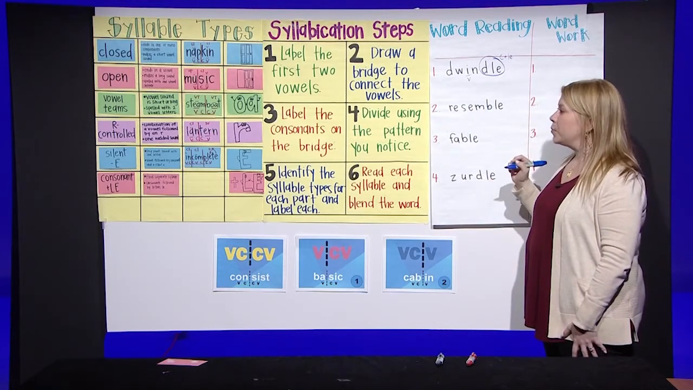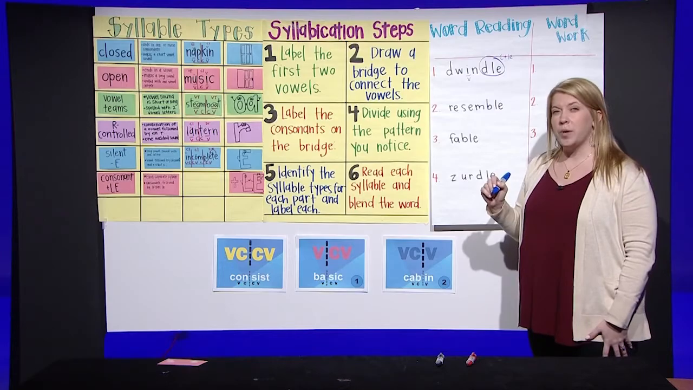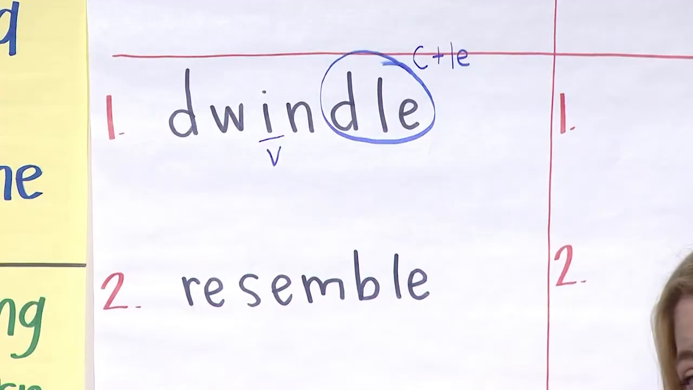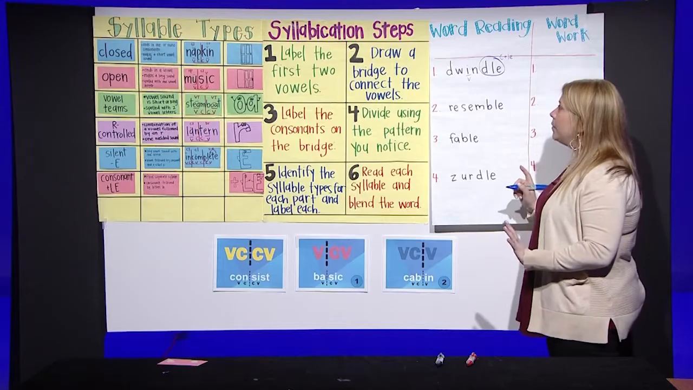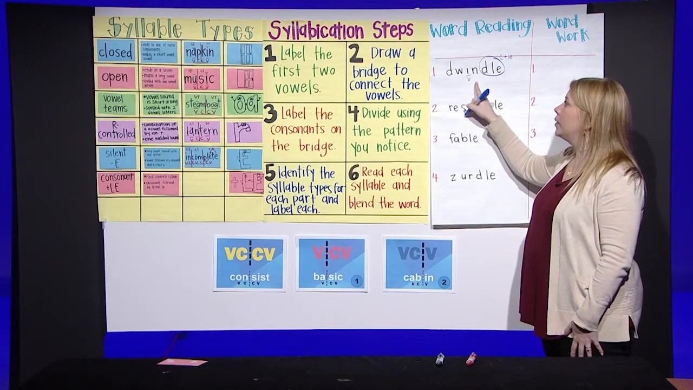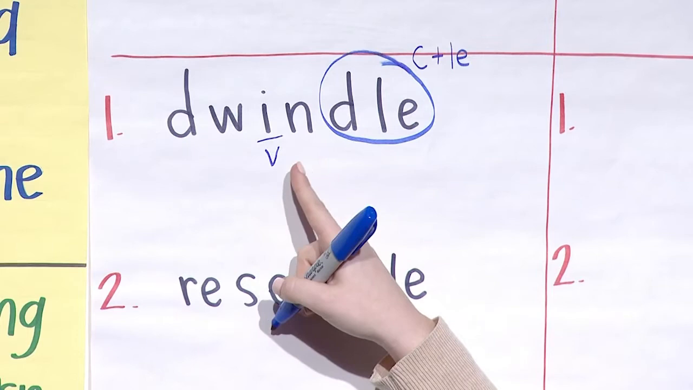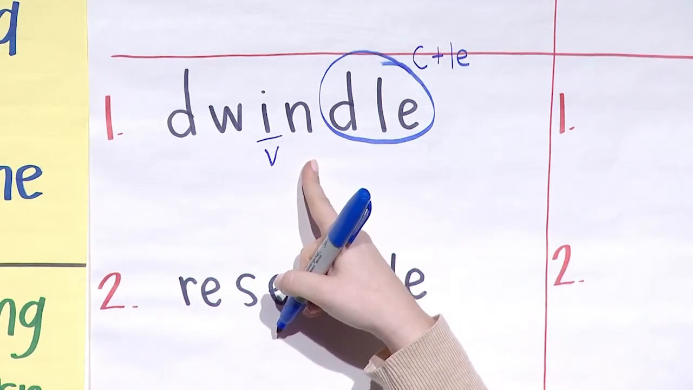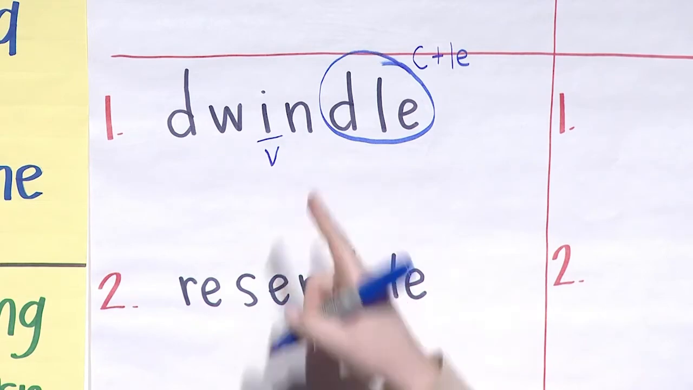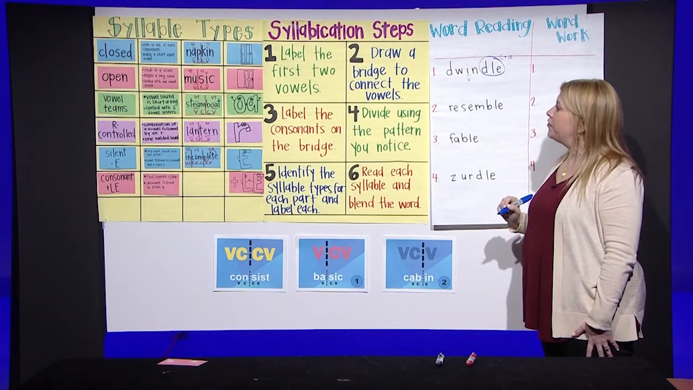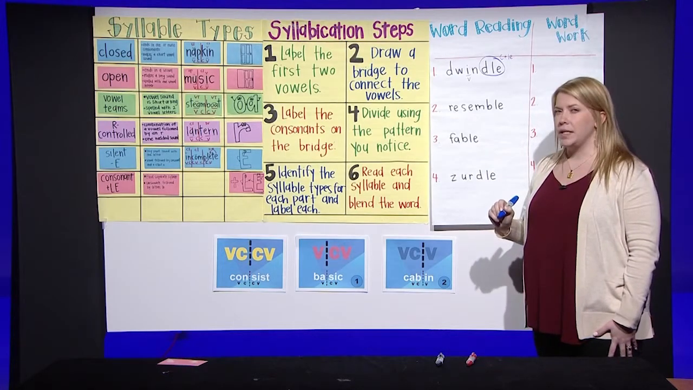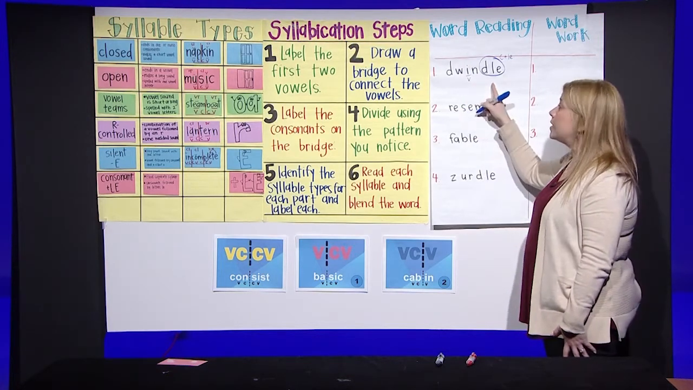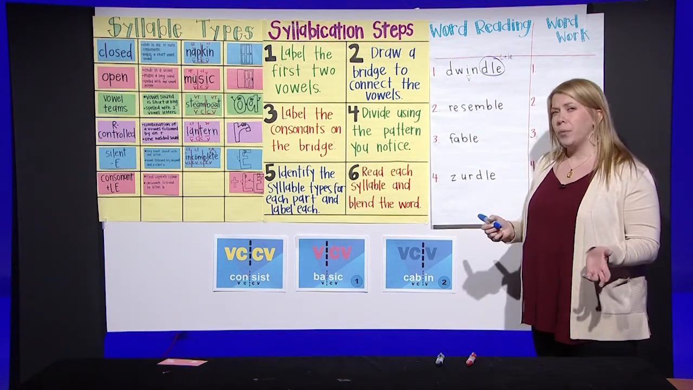Step 3 tells me to label the consonants on the bridge. Well, I don't have a bridge, so I'm not going to label any consonants, but I am going to notice something following this vowel. This vowel is followed by consonant N. I need to keep that in mind. Step 4 says divide using the pattern you notice. Well, I don't necessarily see a pattern because I don't have a bridge.